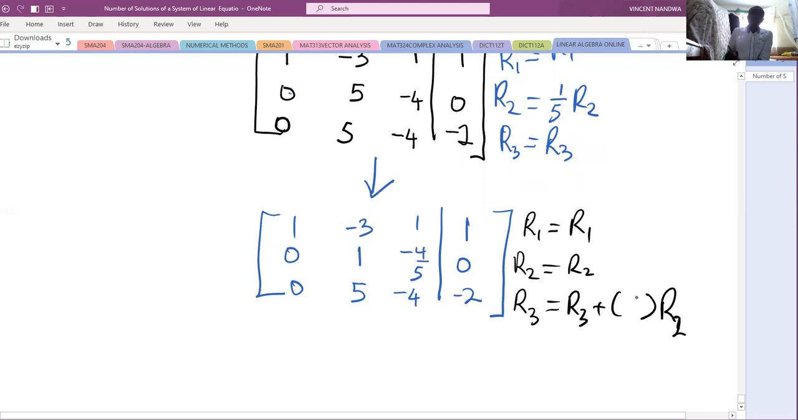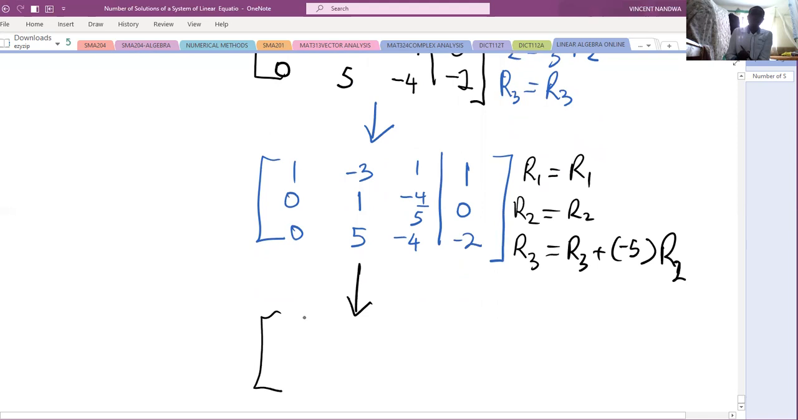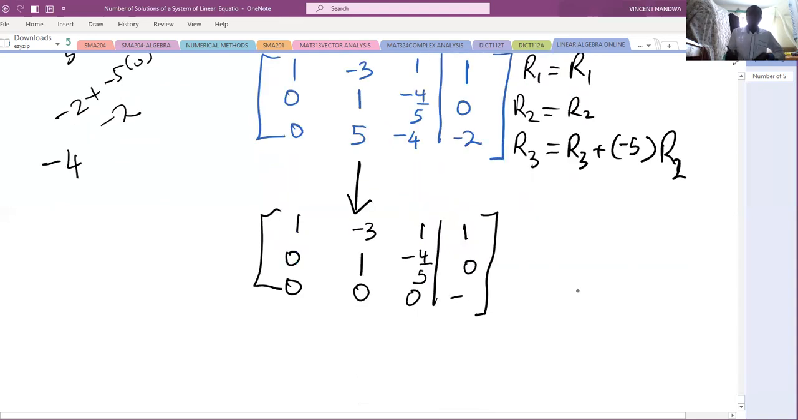So we need to multiply this one by -5. So that will lead us to 1, -3, 1, 1, 0, 1, -4/5, 0, 0, 0. Now -4. So when I multiply this one by -5, so -4/5 times -5, I'll get positive 4. So positive 4, this will give me 0. Then you have -2 plus -5 times 0. So just have -2. So because this is 0, then this is the row echelon form of the matrix.